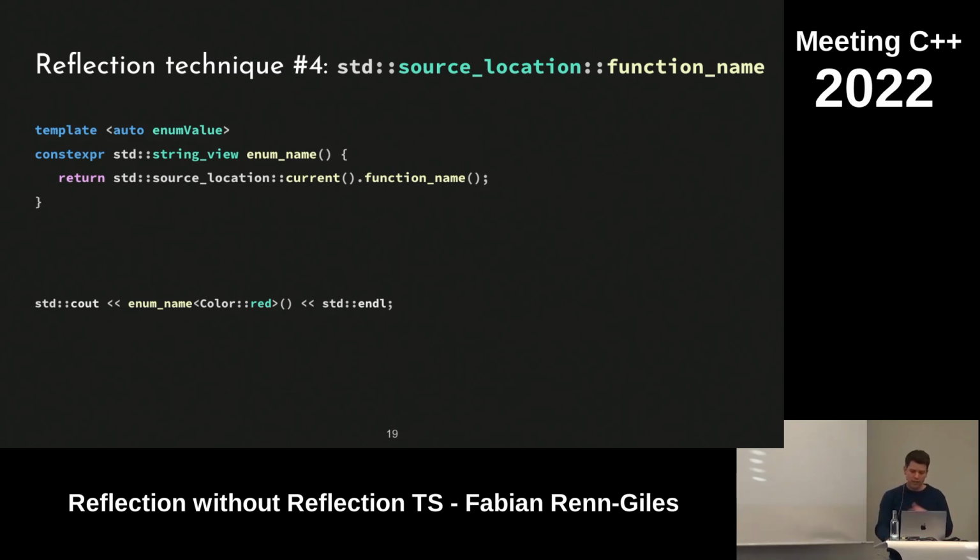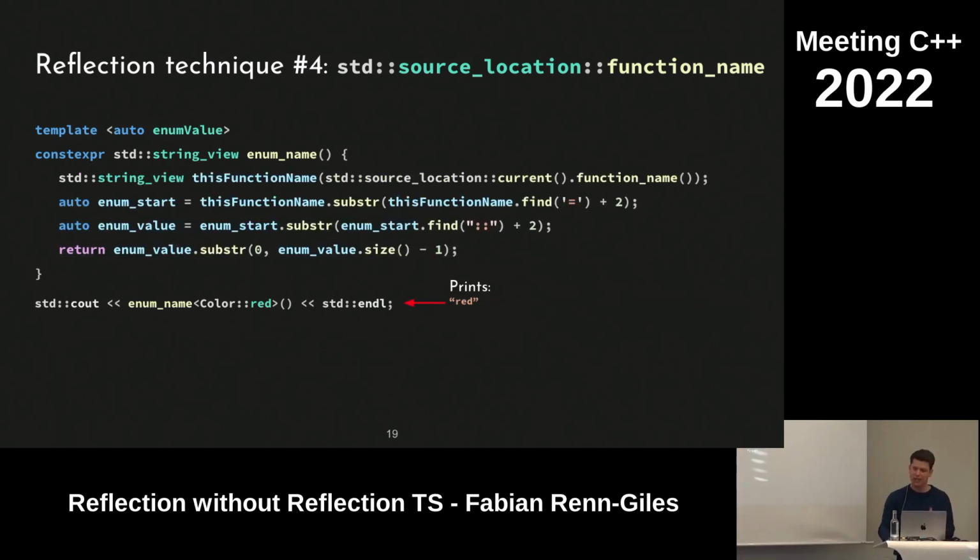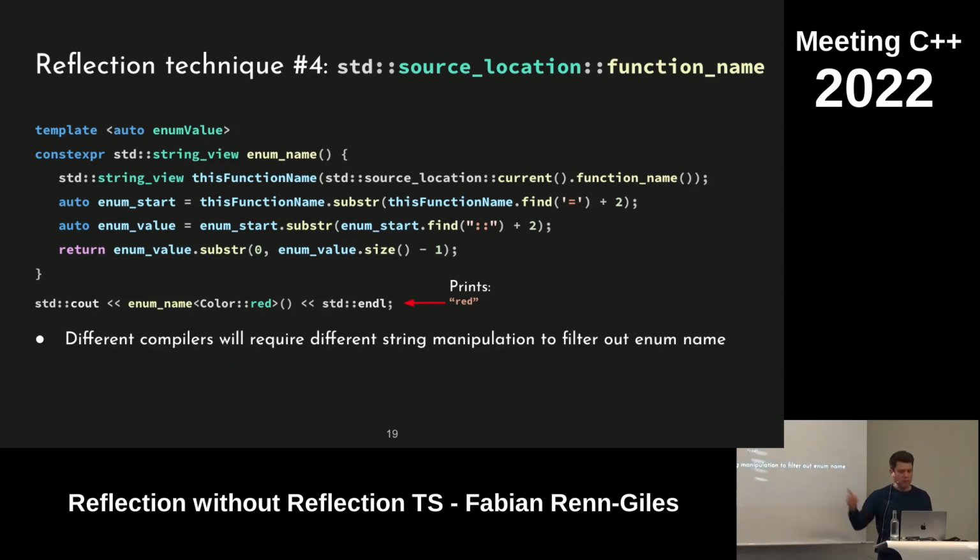So what does this thing print out here? For example, on Clang, it prints out the name of the function, but then also tells you what the enum value is. And it conveniently puts red in there. And so with a bit of compile-time string manipulation magic, you can get this to just print out red. Don't do this at home. Different compiler versions even will print a different string.